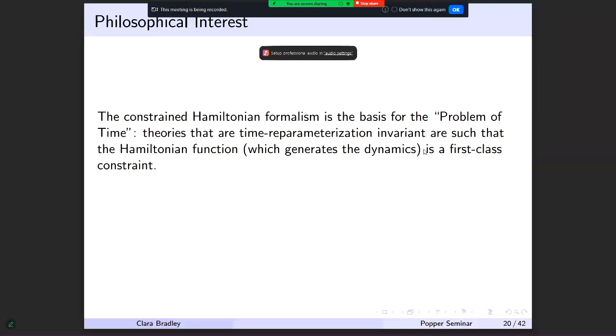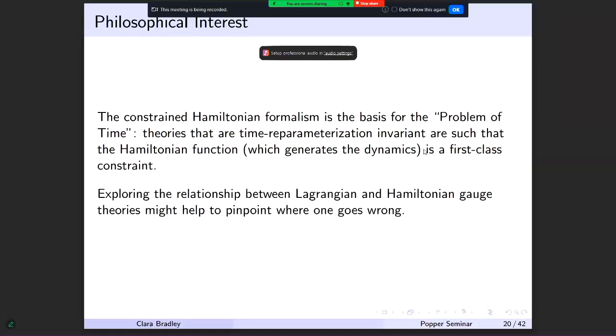And this has this weird conclusion that the things that don't vary under the gauge transformations are precisely the things that don't change over time. People have been deeply puzzled by this, since we see things changing all the time, and yet our physics says that those physically meaningful quantities don't change. So thinking about the relationship between these gauge theories might help to pinpoint where one goes wrong, and in particular, in what sense is this a problem that only arises in the Hamiltonian way of doing things, or is there a similar kind of problem in the Lagrangian one as well?